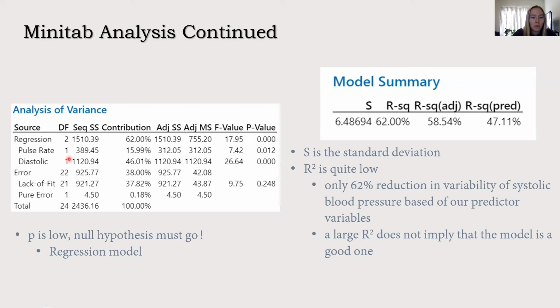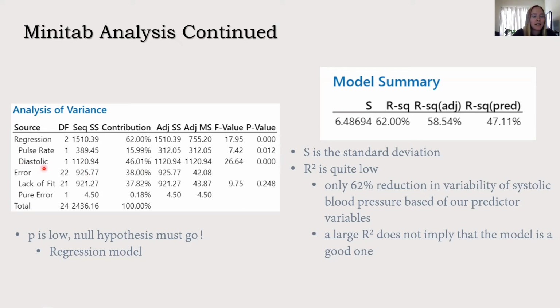If we look at our pulse rate p-value, we have 0.012. This is higher, of course, than 0. However, it's still quite a bit less than 0.05, which is our alpha risk. And we can go ahead and say that this is significant. This is affecting our systolic blood pressure. So pulse rate does in fact have a relationship with systolic blood pressure.